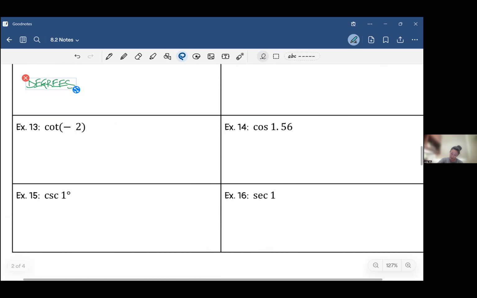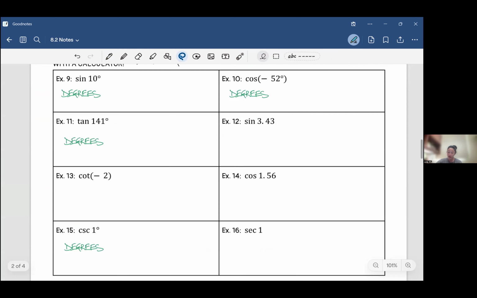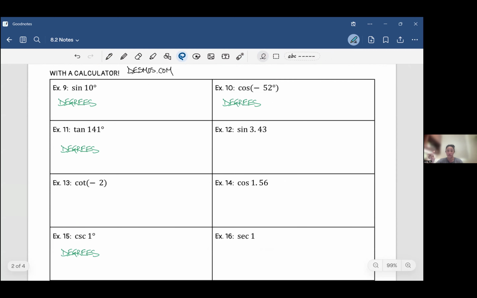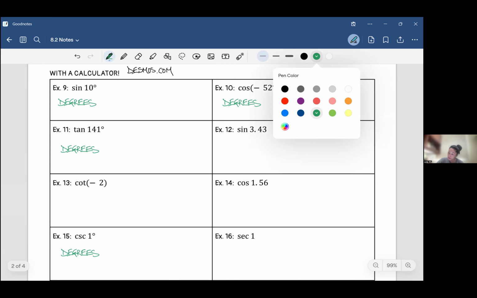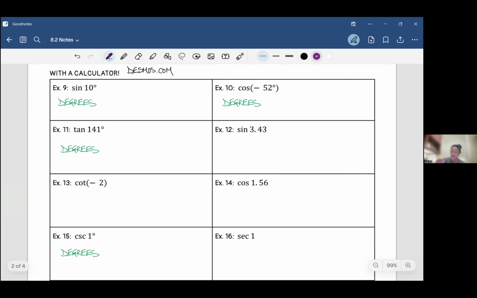Looks like example 11 is in degrees. And looks like example 15 is in degrees. And I know that again because it has the degree symbol there, okay? But let's take a look at the other ones. If they don't have a degree symbol, what that means is then we are in radians, okay?